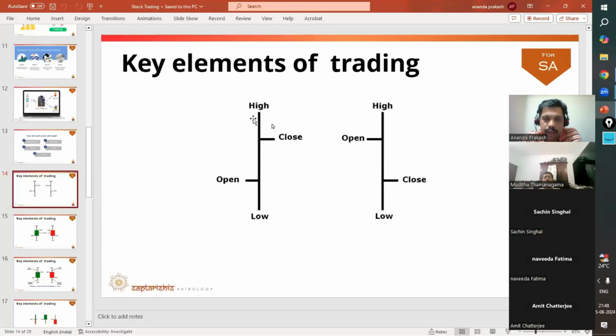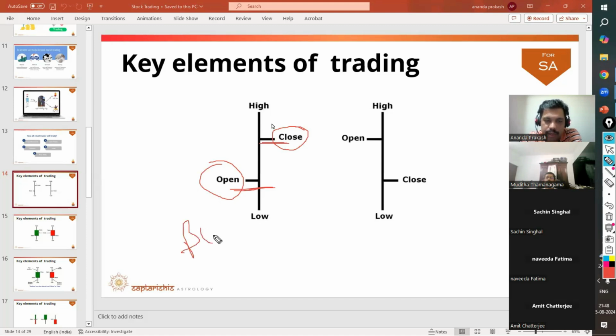So that is called the open, high, low, close. And you see the first one. What you are seeing right now here is this area. This is opened here. This is closed here, right? So when market opened at the lower price and closed at the higher price, it will be a bullish candle, right? This is bullish candle.